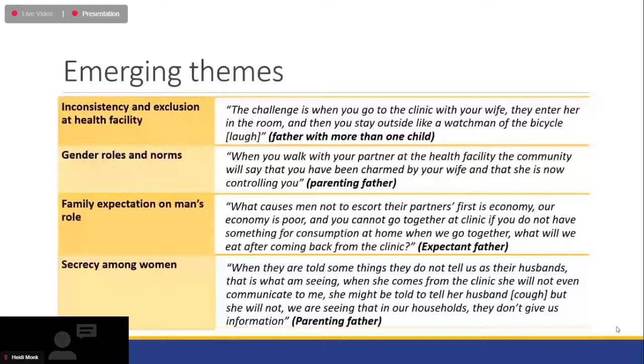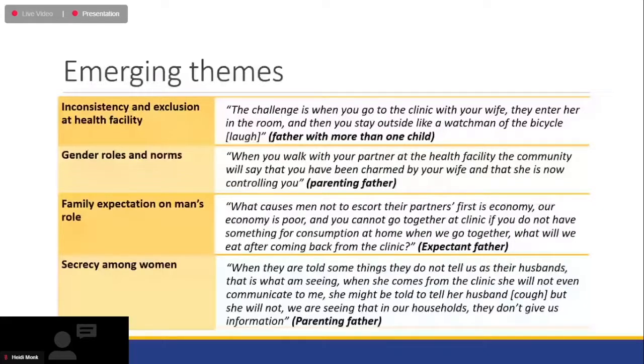We talked with men in Misungwi district, and a number of them talked about being excluded at the health facility, even if they decided to escort their partner. They found themselves excluded from the health services that their partner was intended to get. Some said we are left outside as watchmen with our bicycles, rather than being together with our partner so that we can receive the health education that is intended.